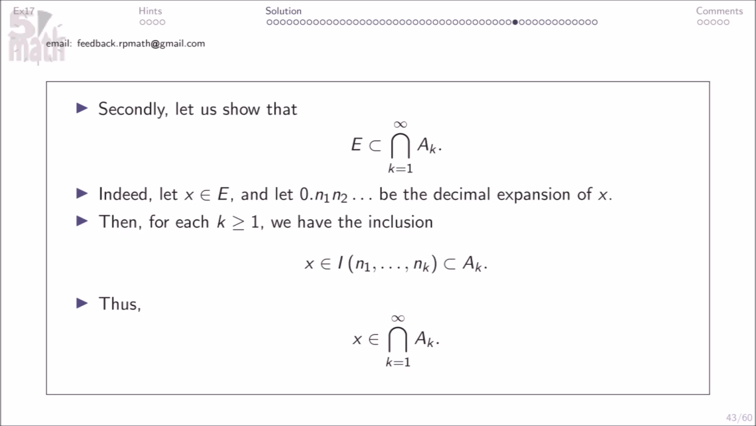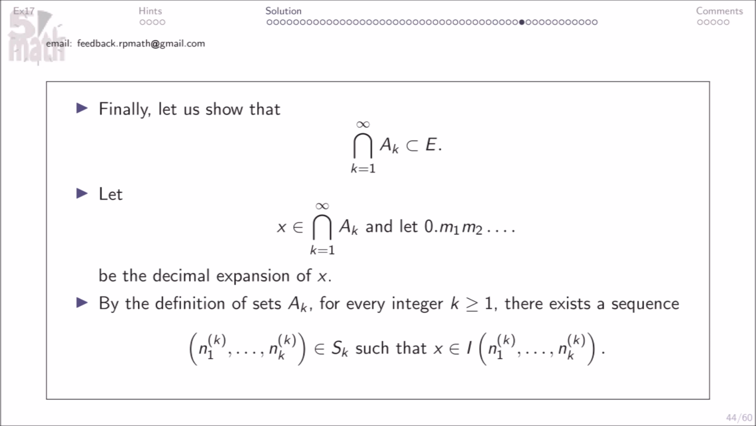Secondly, let us show the next inclusion. Indeed, let x be an element of E and let this be the decimal expansion of x. Then, for each k greater than or equal to 1, we have the inclusion below. Thus, x is an element of this.